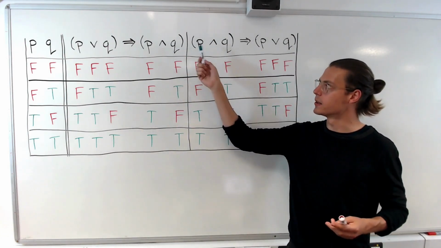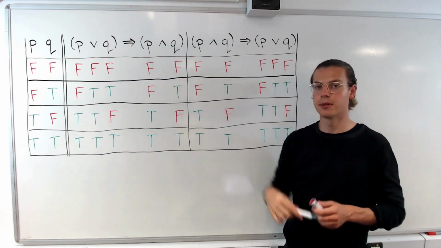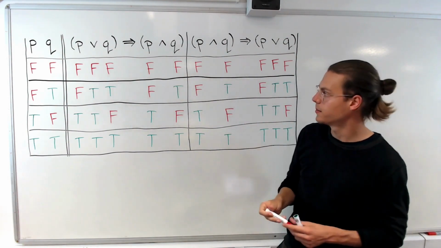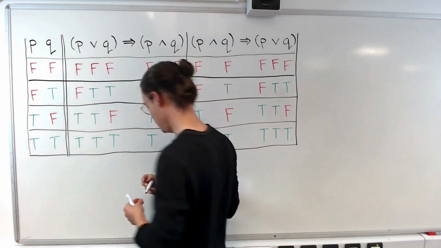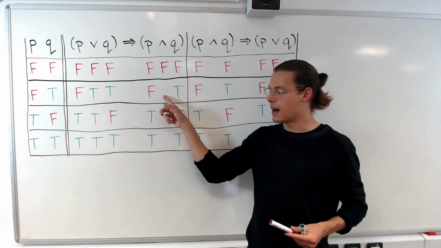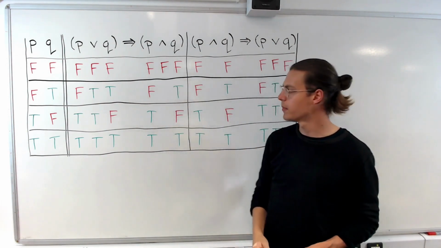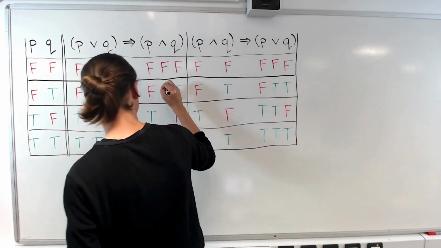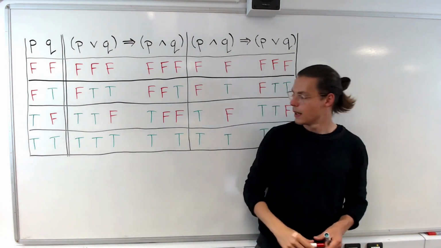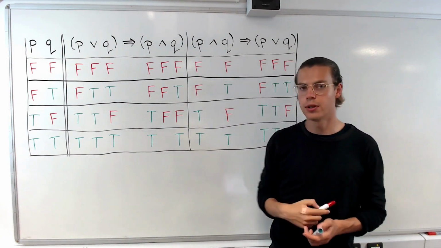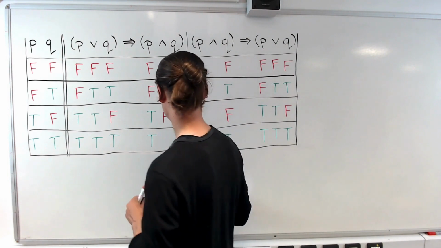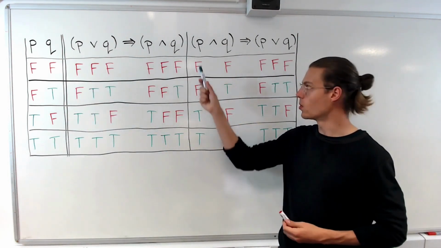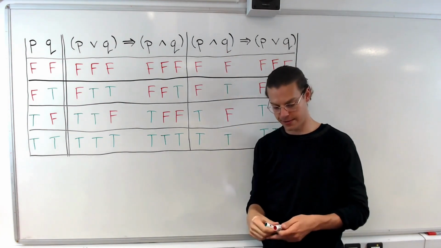Next, let's look at the AND operators. So we have p and q. First up, false and false, that's false. Next, false and true, that's also false. And true and false is false again. And the last row, true and true, that's true. Again, we can copy these values for our AND operator in the second formula.